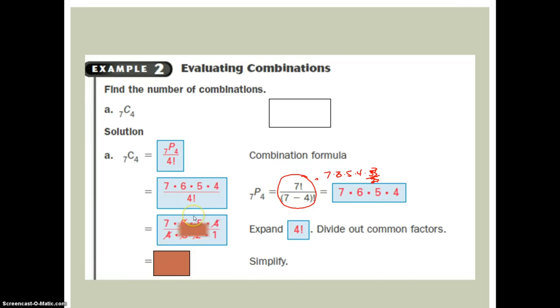Expand the 4 factorial and divide out common factors. So let me show you how they divided out common factors. You can see they took away the 4's because 4 and 4 are the same. 6 is actually 3 times 2. So if you take 3 times 2 away, you're also taking away the 6. So what you have is 7 times 5 is 35 over 1, which is just simplified to 35.